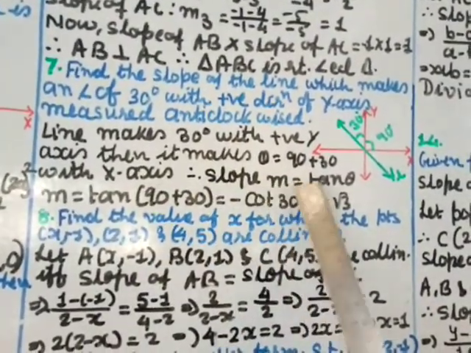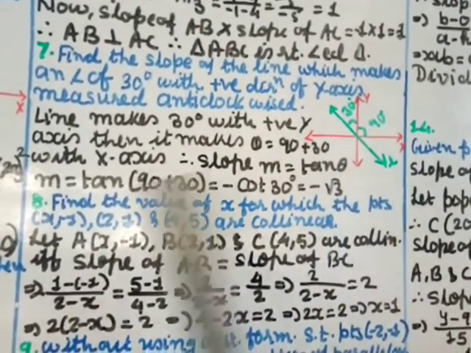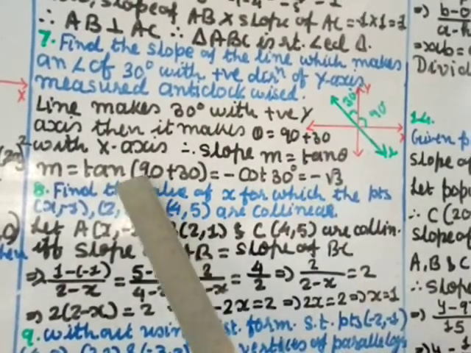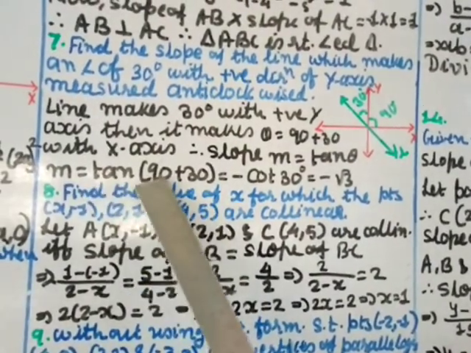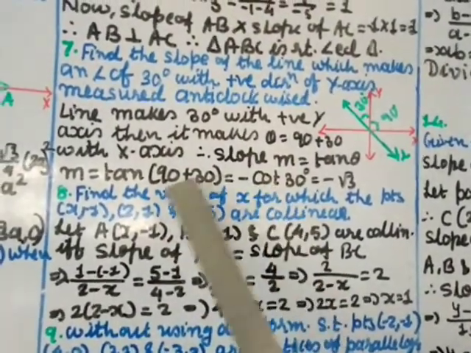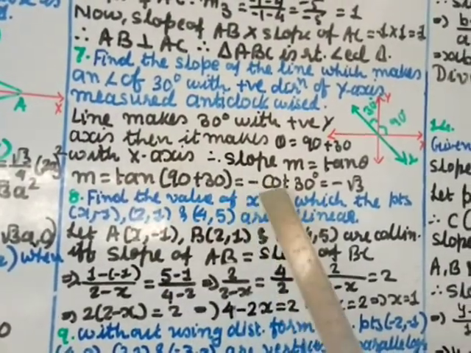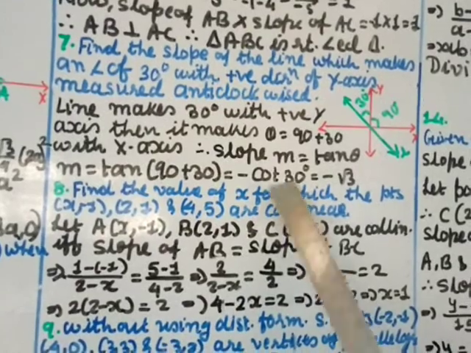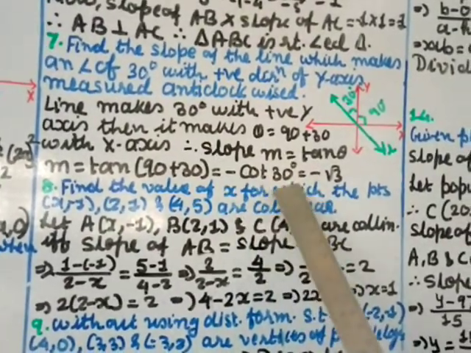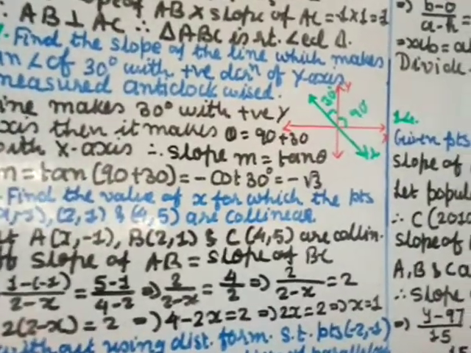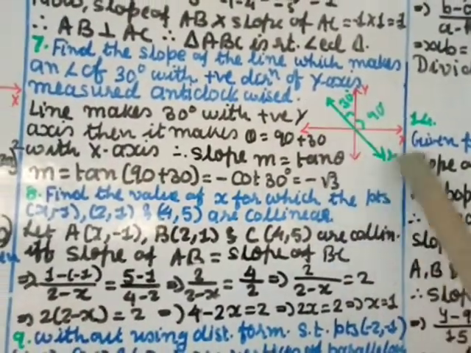Therefore slope m is equal to tan theta. That means m is equal to tan of theta, 90 plus 30. So tan of 90 plus 30 becomes cot. Then this is the second quadrant. In the second quadrant tan is negative, so it is minus cot 30. And cot 30 is root 3, and minus is there. So the slope is minus root 3 for the given line.